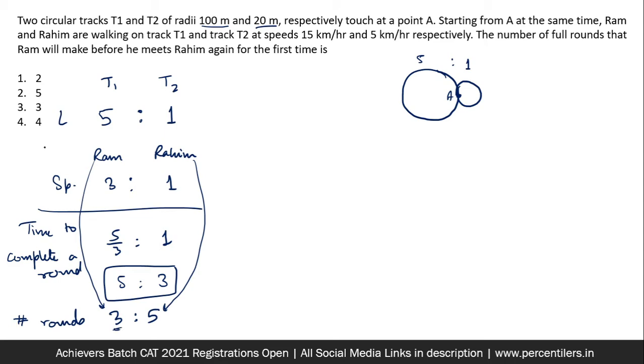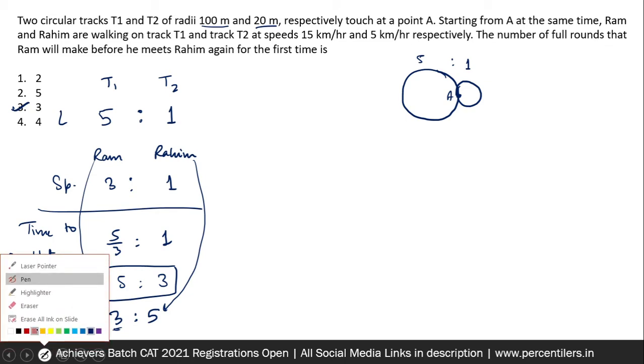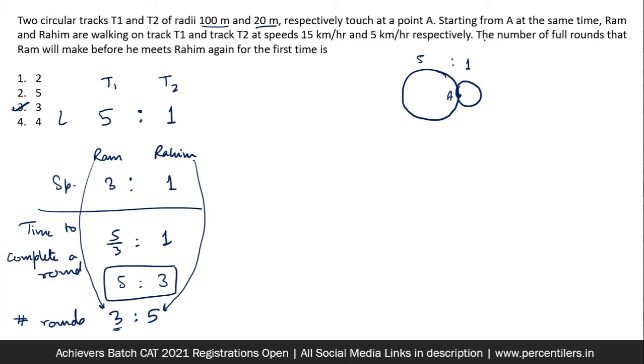So 3. 3 is the answer. Keeping this in mind, the question was kept in CAT. But if you see the flawed language used by the question, the number of full rounds that Ram will make before he meets Rahim again.